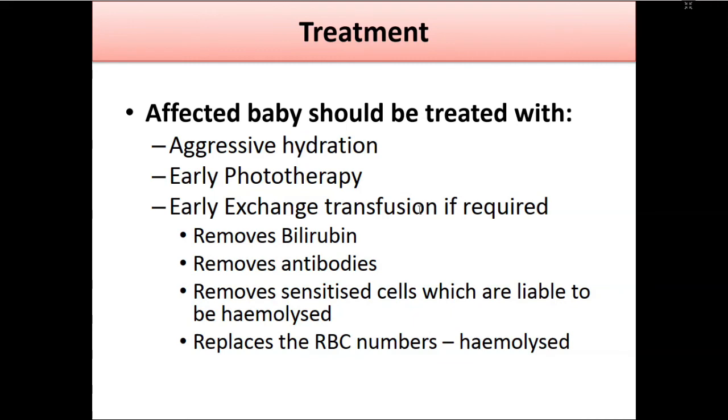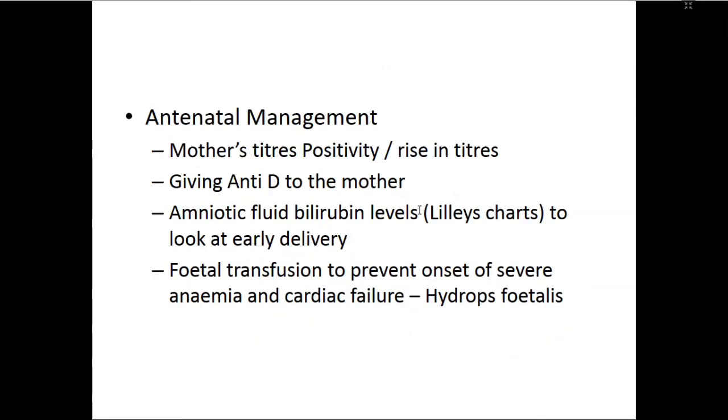And sometimes after 6 months, those Rh antibodies that are transferred from mother circulation to baby circulation are eventually destroyed, and after that much period of time, baby may develop its own Rh positive blood. Antenatal management. Mother's titers positive, rise in titers, giving NTD to mother, amniotic bilirubin. This is a fetal blood transfusion.